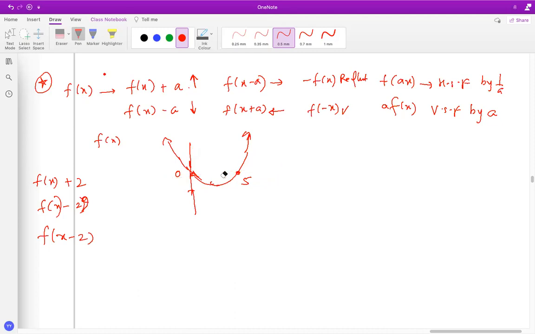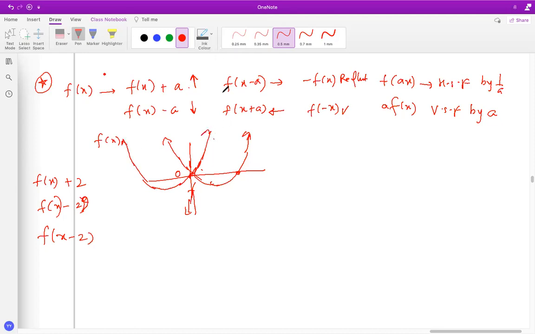Now the next up is reflections, which I can clearly show here. Negative of f of x is reflection in the x-axis. So the graph gets reflected like this. f of minus x is reflection in the y-axis. So f of minus x is reflection across the y-axis. It'll be something like this here. So this is the f of minus x graph.